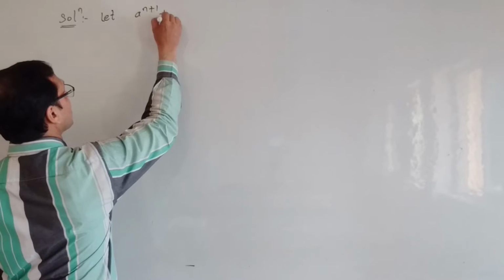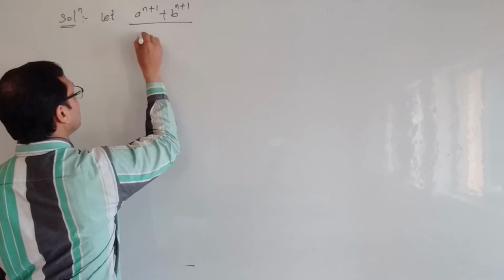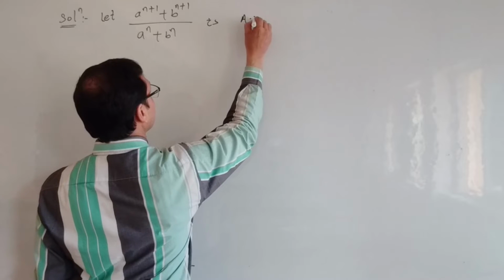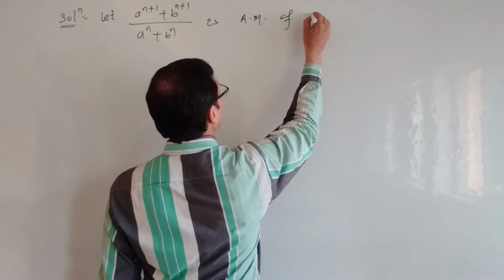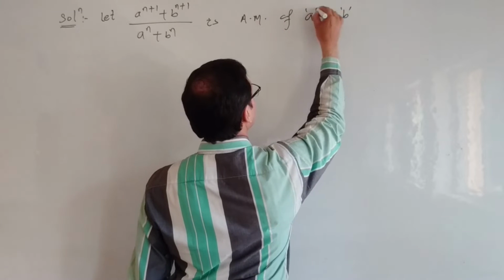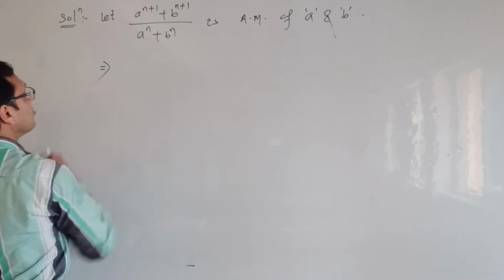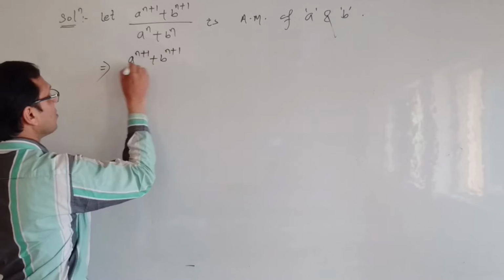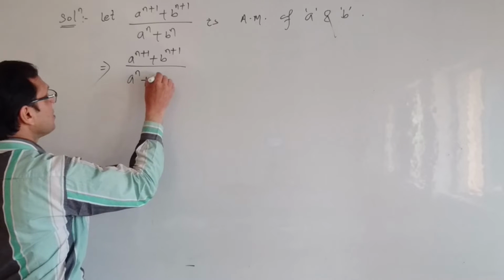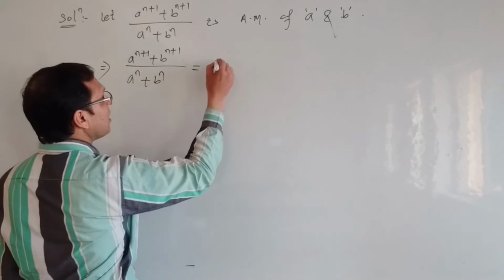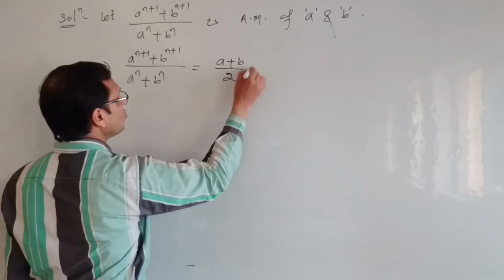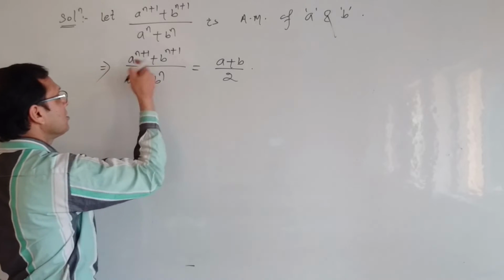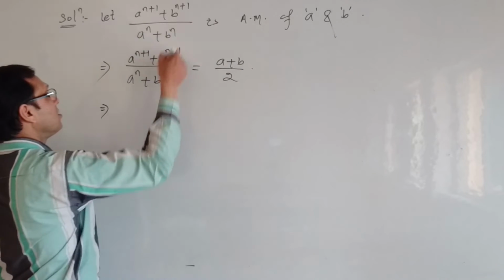(a^(n+1) plus b^(n+1)) whole divided by (a^n plus b^n) be the arithmetic mean of the two numbers a and b. So that implies we have (a^(n+1) plus b^(n+1)) divided by (a^n plus b^n) is equal to (a plus b) by 2. That is the single arithmetic mean in between the two numbers. With the help of this relation, you can write (a plus b) by 2 is equal to this much.